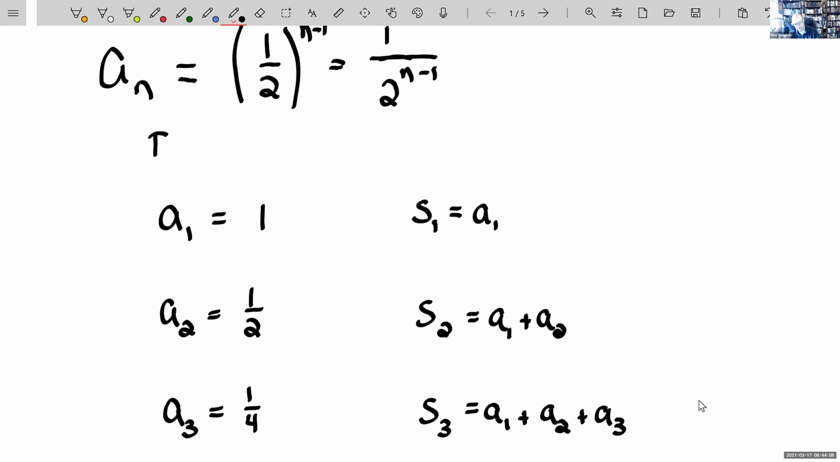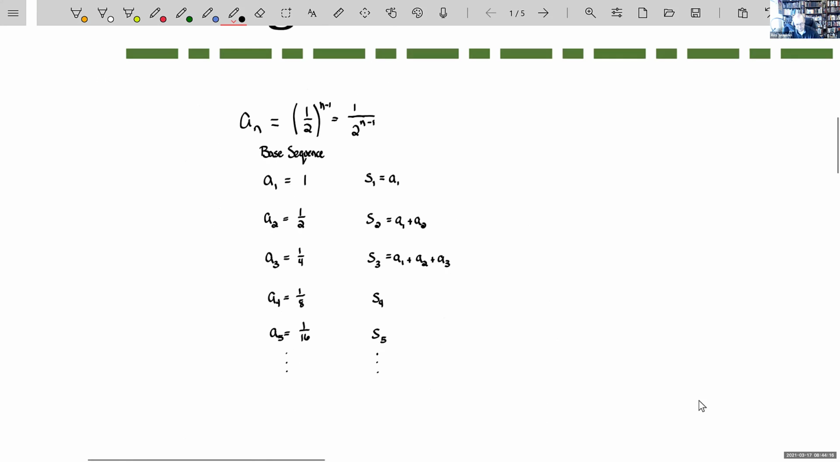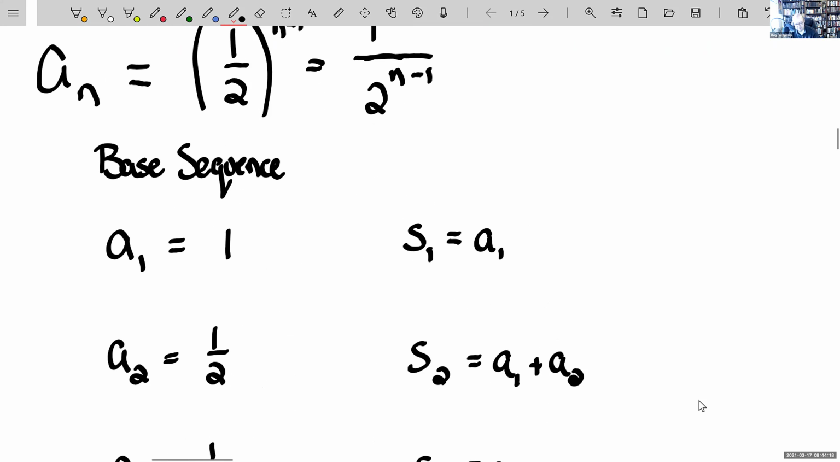So this is the base sequence. Actually, I kind of like that whoever coded this made my ink kind of thin because it seems to work nicely here. And this second sequence is a sequence of partial sums. So I'll just write it that way. Sequence of partial sums.